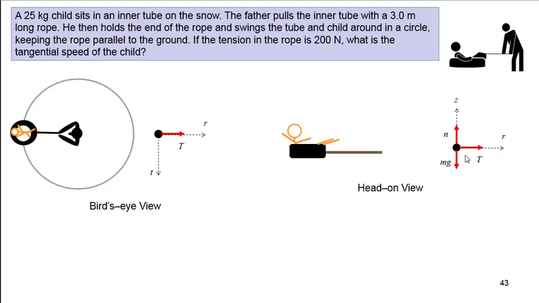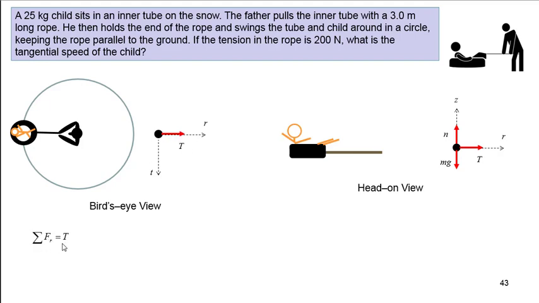Now, if there were friction, I would probably care about what the normal force is, so I'd try to solve for it. But in this problem, there's no friction, so I could just look at this and say N equals mg, but I don't even need to do that here. All I want to do is figure out the tangential speed. The way I'm going to figure out the tangential speed is by looking at my net force in the r direction.